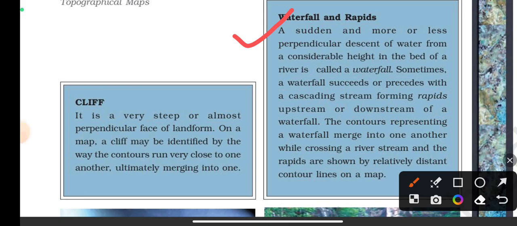A sudden and more or less perpendicular descent of water from a considerable height in the bed of a river is called a waterfall. Sometimes a waterfall succeeds or proceeds with a cascading stream, forming rapids upstream or downstream of a waterfall. When the waterfall is in step-by-step format, that we call rapids, and the contours representing a waterfall merge into one another while crossing a river stream, and the rapids are shown by relatively distant contour lines on a map.